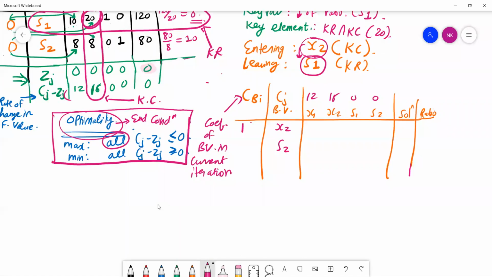And what is the coefficient of s2 in our objective function? It's 0. So that is the reason we have written 0. Rather than move to the objective function, you can directly look over here. That was the reason we have mentioned the coefficients over here. They are the coefficients in the objective function. For x1 we have 12, for x2 we have 16, s1 is 0, s2 is 0.